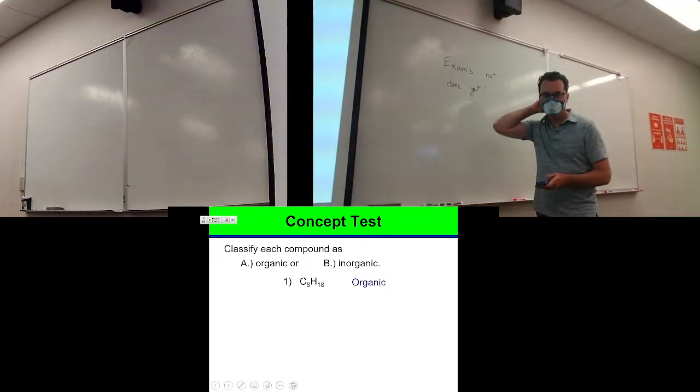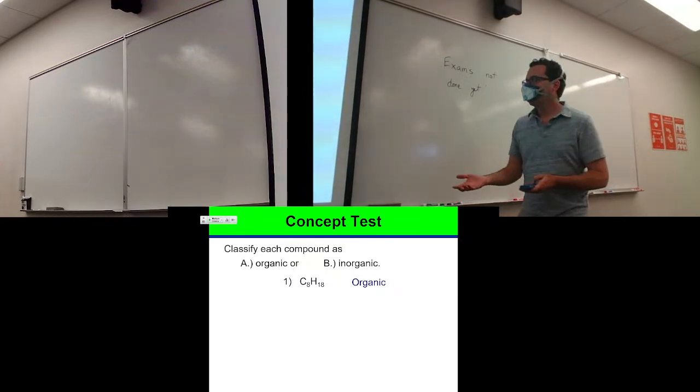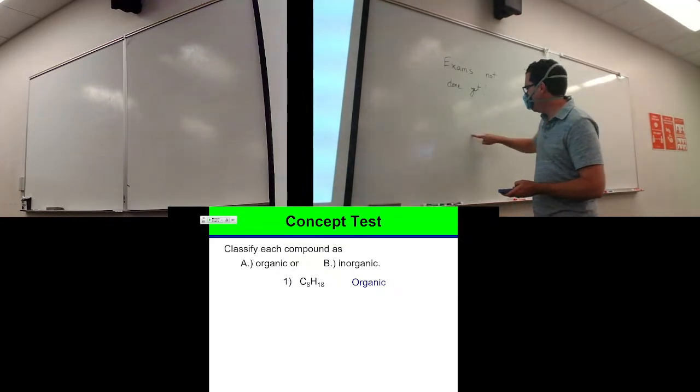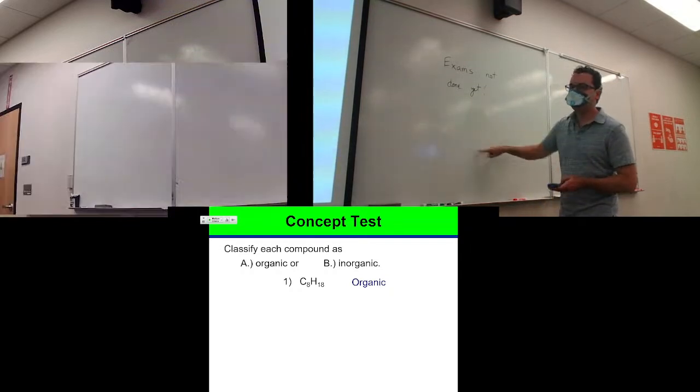There we go. Organic. So why is it organic? Because we have carbon-hydrogen bonds in it. C8H18 is a big carbon chain, usually 8 carbons and then 18 hydrogens.